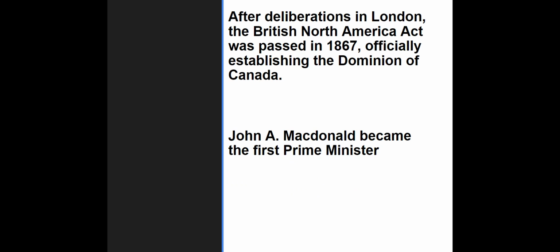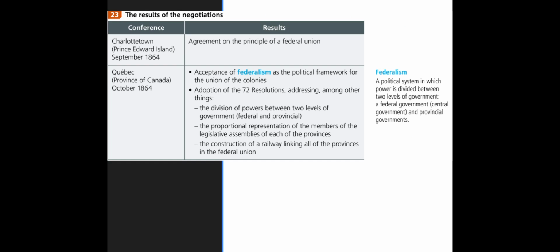However, after several conferences, the Dominion of Canada was officially established in 1867 with John A. Macdonald as the first Prime Minister of Canada. Document 23 are the conferences which were the steps towards confederation, and it's important to note what order they are in. So noting the chronology of these events is very important.